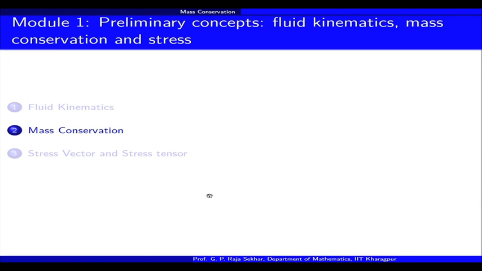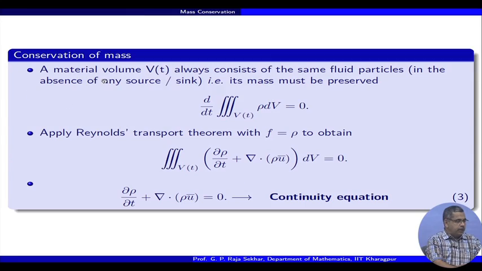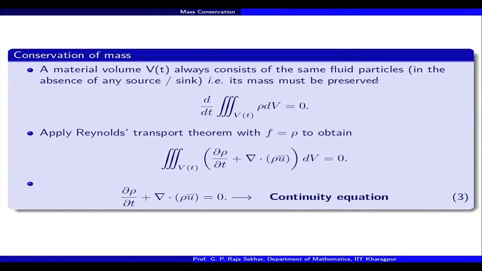As I indicated, we are very much interested in the next topic, conservation of mass, which is the first fundamental principle. According to this, a material volume V always consists of the same fluid particles, for example if you do not have source and sink. Once you have a mass that stays, with no addition and no deletion taking place, then the total mass is conserved. Therefore, mass must be preserved, so the rate is 0, because the derivative of a constant will be 0.